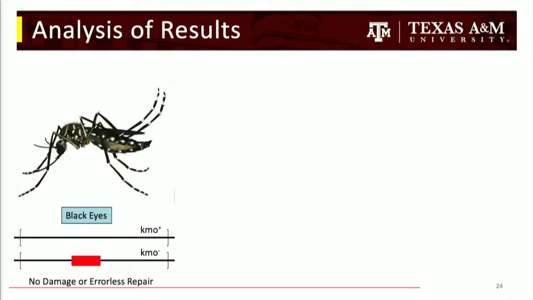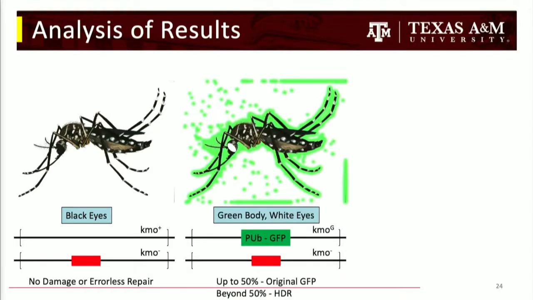And so what that looks like, and the way that we actually evaluate our data, is we'll look at the mosquitoes, and so if no damage happened, or if we just got unlucky and there's errorless repair, then we'll have basically just normal mosquitoes. They'll be black eye, they won't glow green or anything. Up to 50% of them that glow green will be just what we expect, because 50% of the alleles of all the G0s are going to have GFP. So we expect up to 50% GFP.